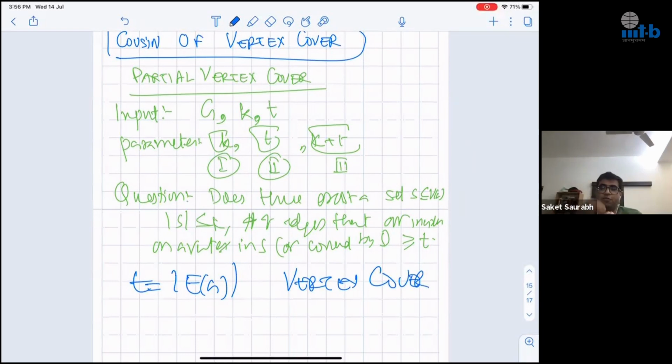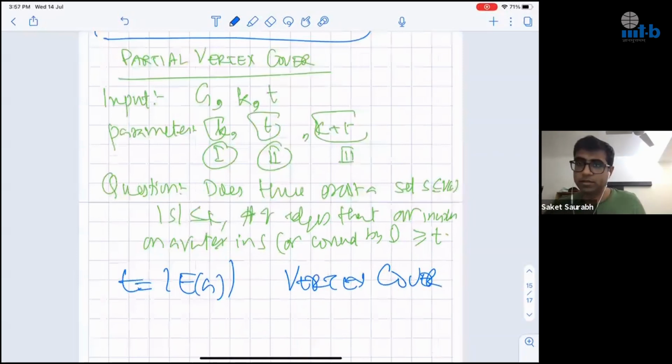I say, look, I give you a budget k. I don't want to cover all the edges, but I would like you to cover at least t edges. So this is the version we are asking, and this is called the partial vertex cover problem. If you have seen approximation algorithms, you're given sets and a number k and asked to cover the maximum number of sets possible with k. So this problem is of that flavor. Okay, very nice. Excellent.